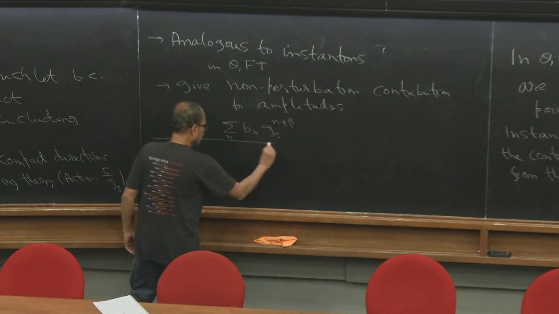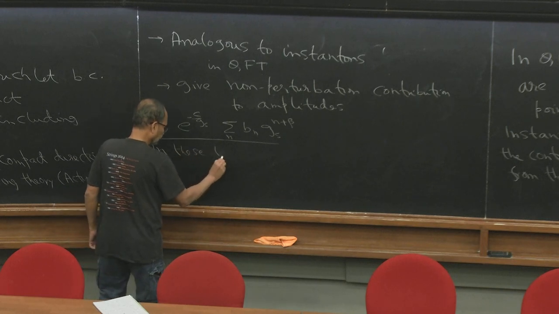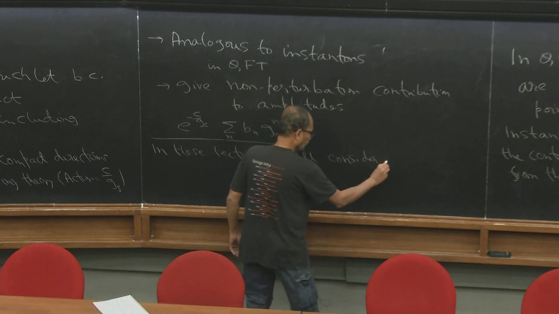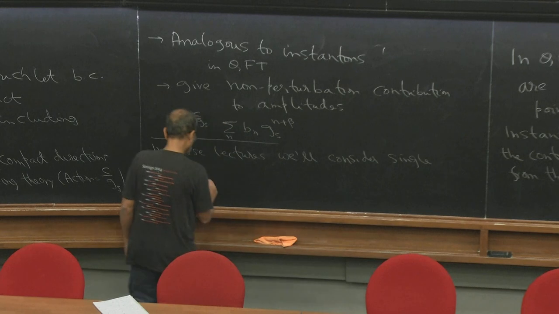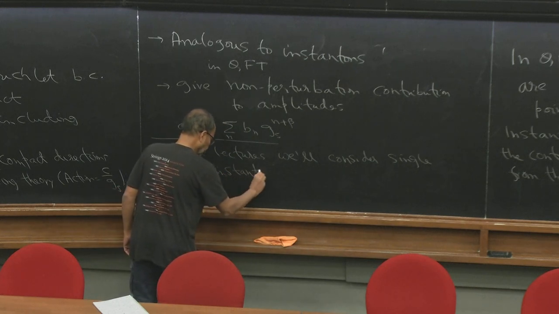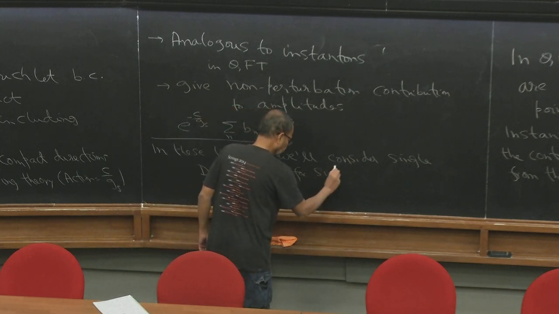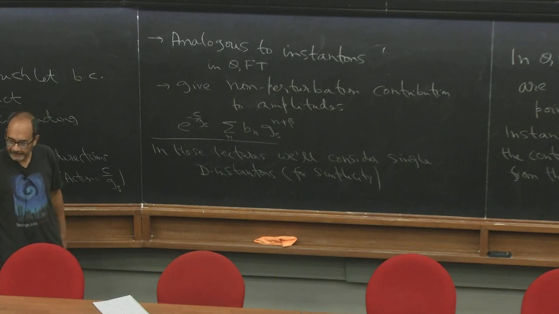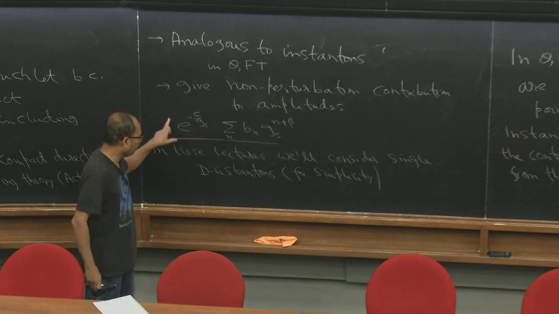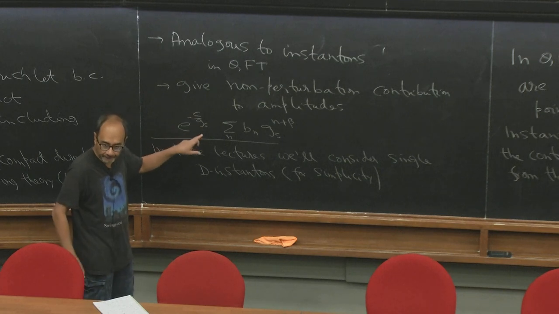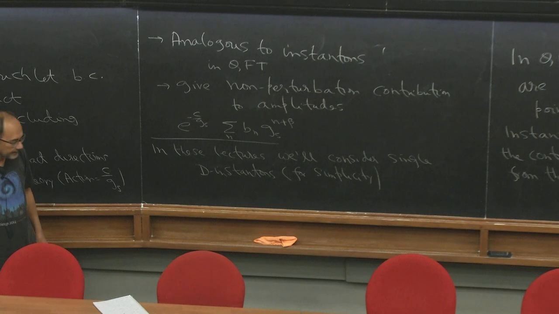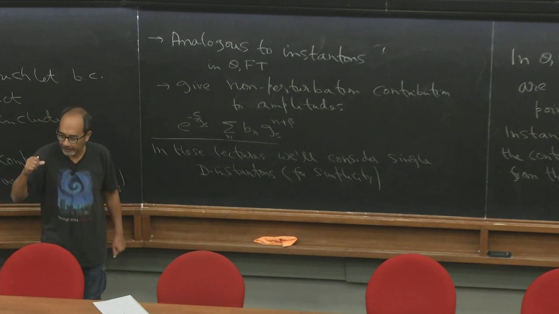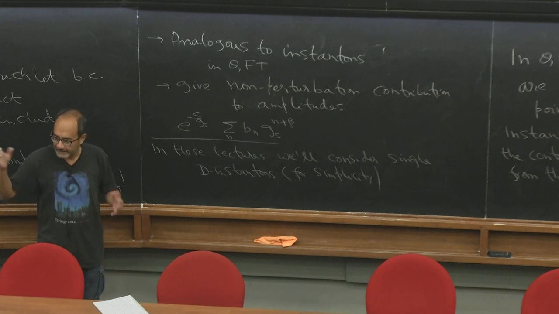Now, in these lectures, we'll consider single D-instantons. But that's just for simplicity. The procedure that I'll be describing can also be generalized to multiple D-instantons. It just requires a little more work. For multiple instantons, suppose there are n instantons, the first difference will be that there'll be e to the minus nC over g_s, because there are n instantons, so the total action is nC over g_s. And then the calculation of the b_ns will be a little more complicated, because the boundary can now end on the first D-instanton or the second D-instanton or the third D-instanton and so on.